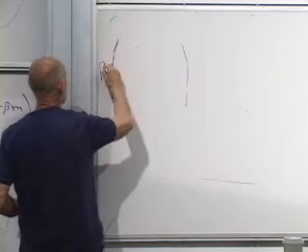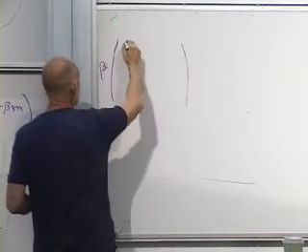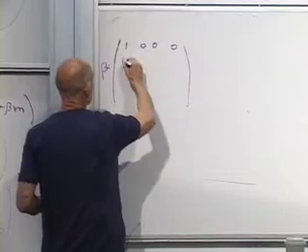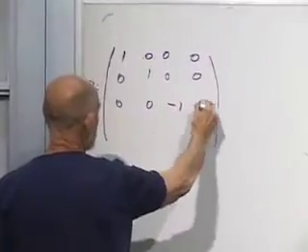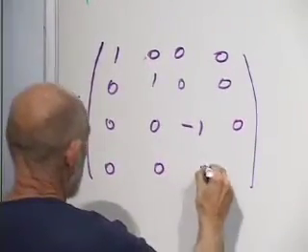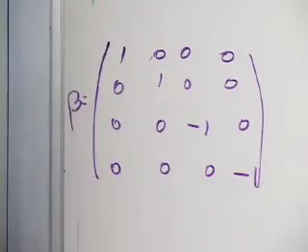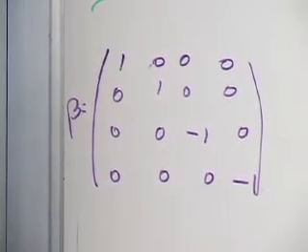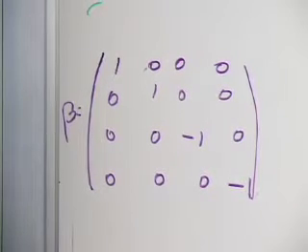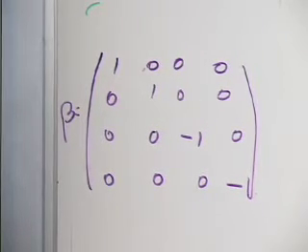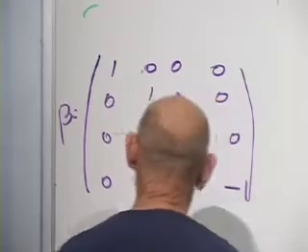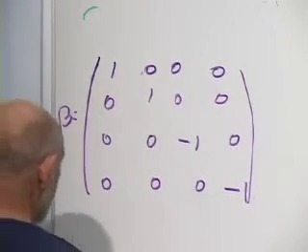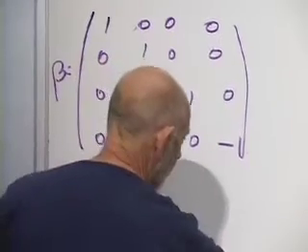Okay, so beta is equal to 1, 0, 0, 0, 0, 1, 0, 0, 0, 0, minus 1, 0, 0, 0, 0, minus 1. Okay, that's beta. Now, before I write the others, I think I'll write them without simplifying the notation. Okay, that's beta. Alpha 1. And of course, it's your job to go home and check these algebraic relations.